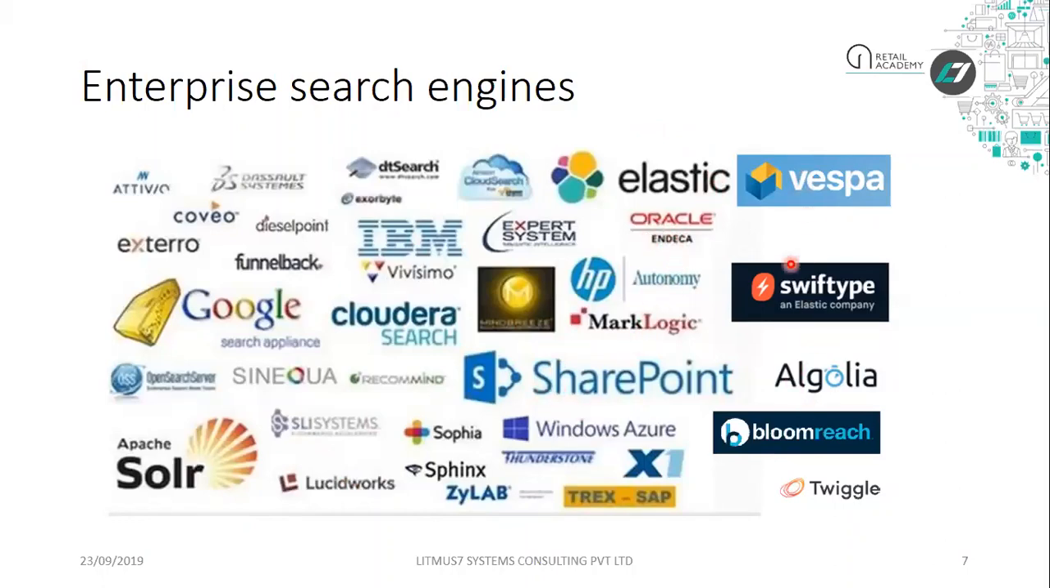On the right-hand side, I have just listed some new players: Vespa, Sifttype, Algolia, Bloomreach, Twiggle. These are the booming ones right now in the market, more of the big data ones, or machine learning specific ones, or natural language processing engines that are available in the market right now.